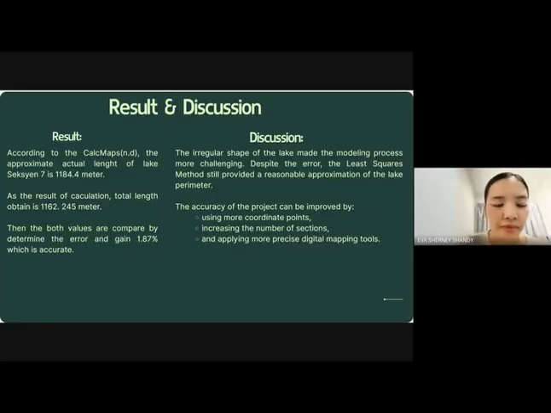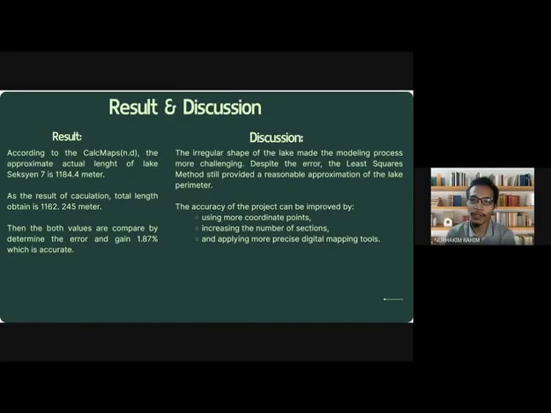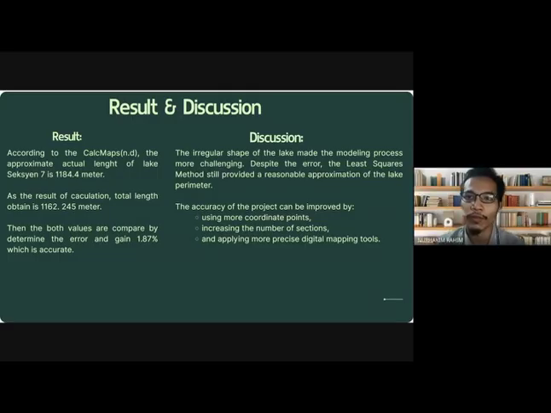Okay, for the result and discussion, according to the online measuring tool that we used for this project, we can approximate the actual length of Section 7 to be 1184.4 meters. As the result of our calculation, we get 1162.245 meters. Then the two values are compared by determining the error, and we get 1.87%, which is accurate.